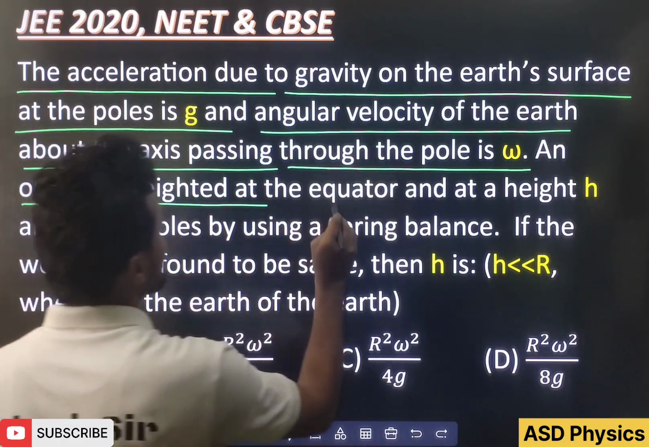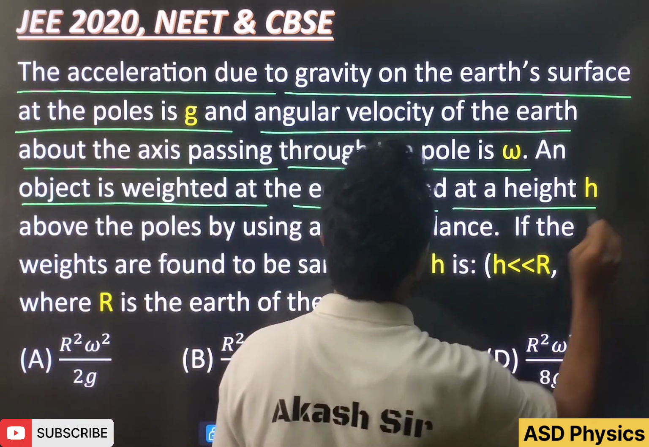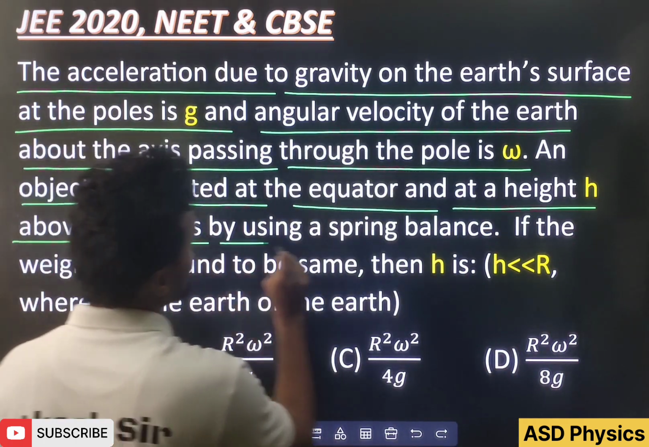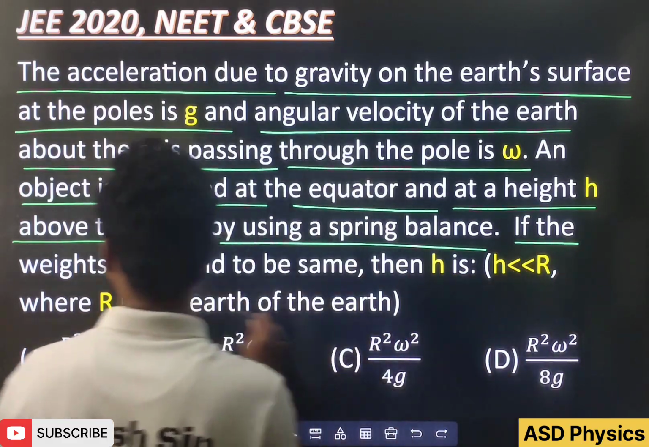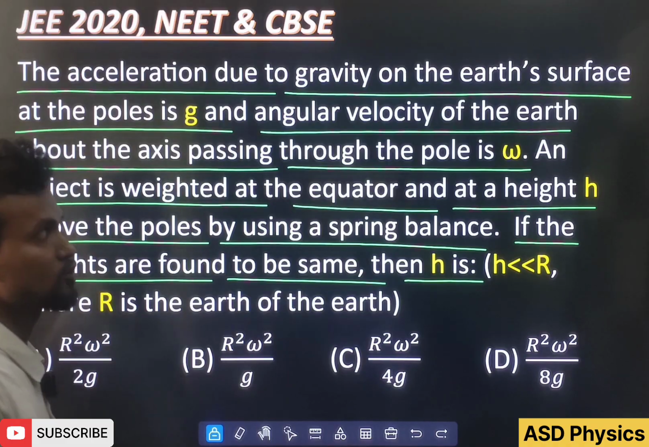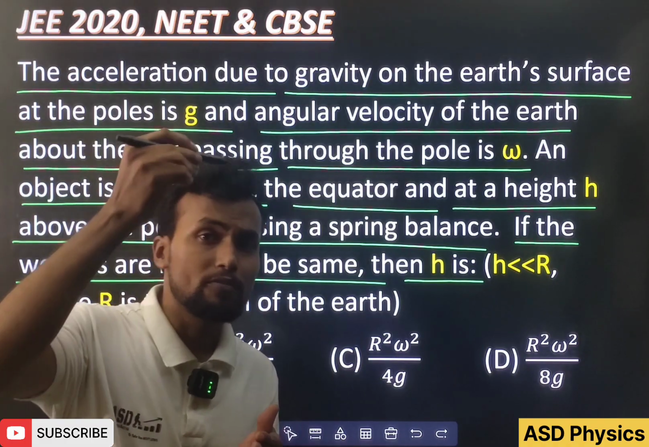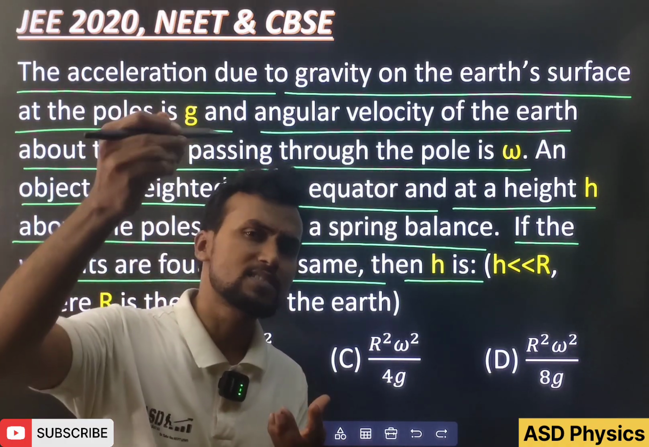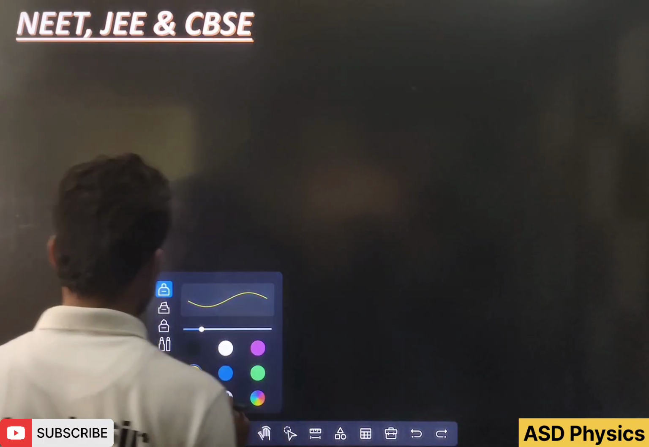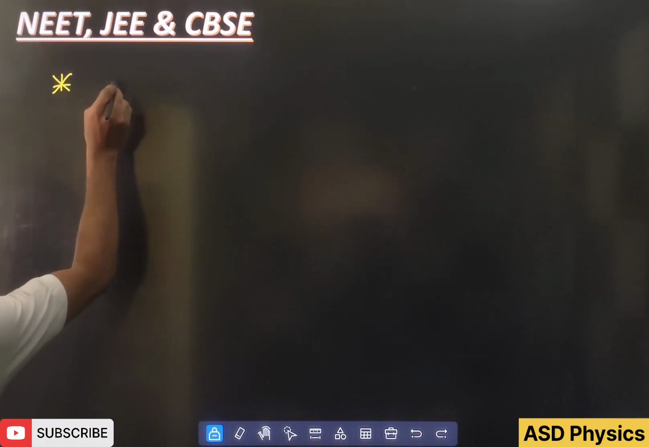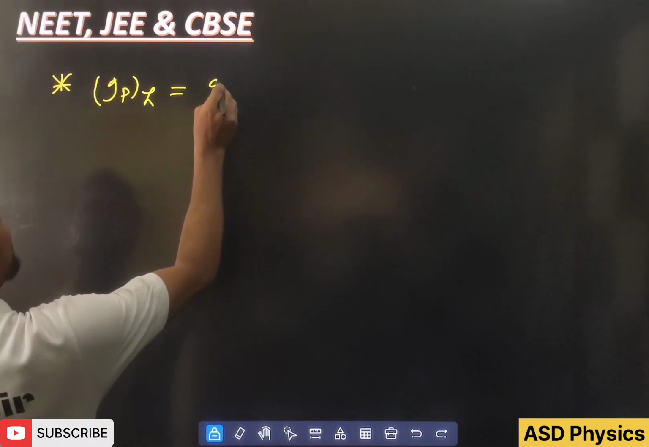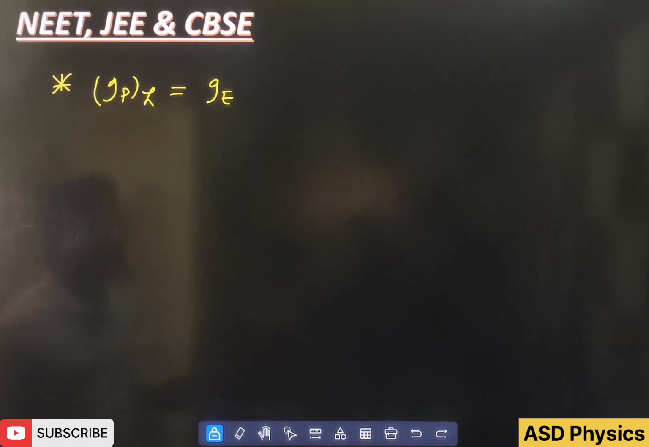An object is weighed at the equator and at a height h above the poles using a spring balance. If the weights are found to be the same, what is the value of h? At the pole, we go to a height h, and this weight is equal to the weight at the equator.